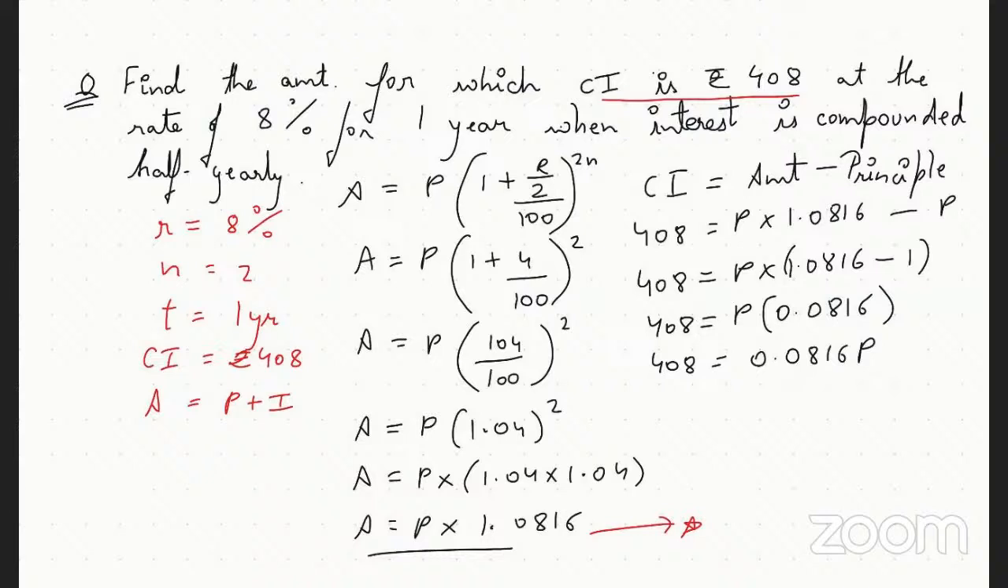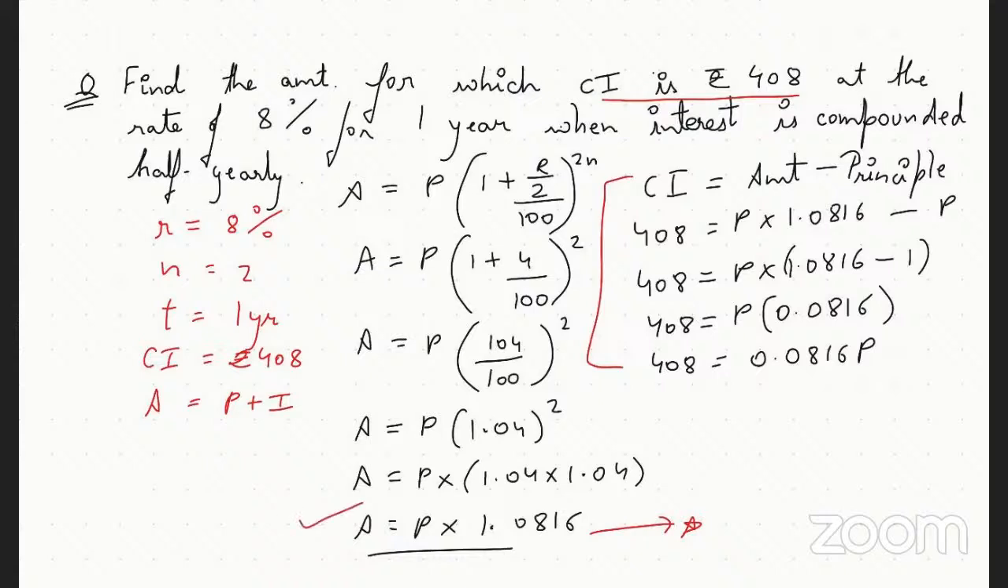5,408. And the principal, the main thing that you have to find out, is 5,000. Okay. Now, Abraham, what I did, I'll explain to you. See, in this part, I used the compound interest formula, that is CI equals amount minus principal. Okay. Now I formed this equation.